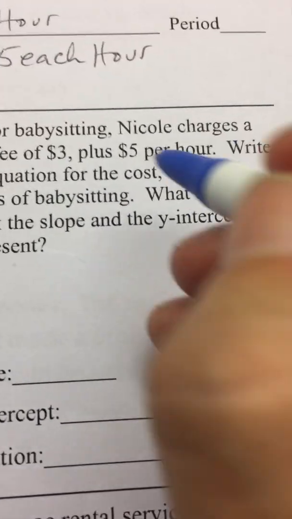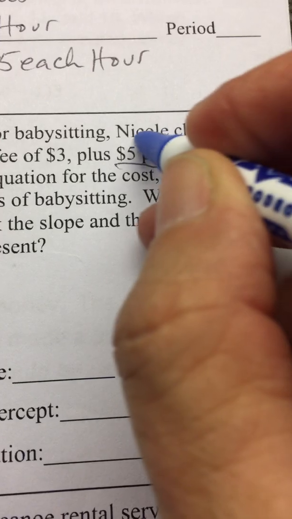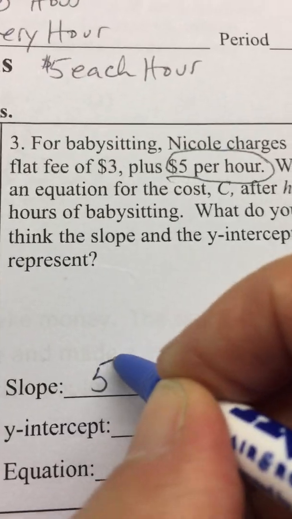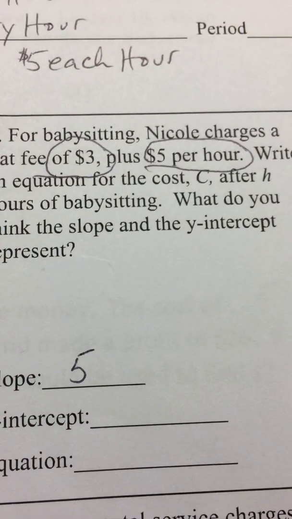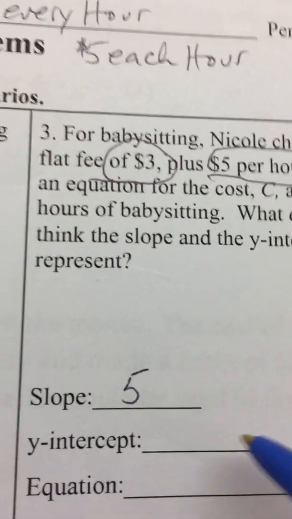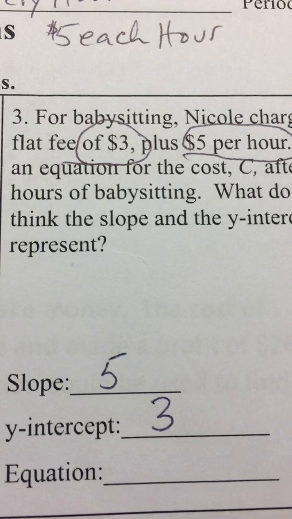So yes, this is going to be a positive slope. So this is $5 per hour is your slope. So that will be a positive 5. And then how much did she charge just for showing up? That's the initial amount. So there's my $3. I can find my paper. There we go. So 3.